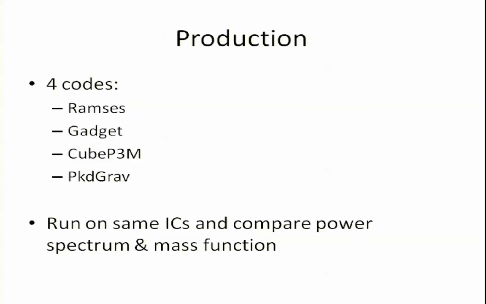So here's production. Our plan is to have 4 codes. Those are the 4 listed there. And we run them all on the same ICs, and we compare the power spectrum and the mass function. Okay. So is it believable? Can you get to 1%?